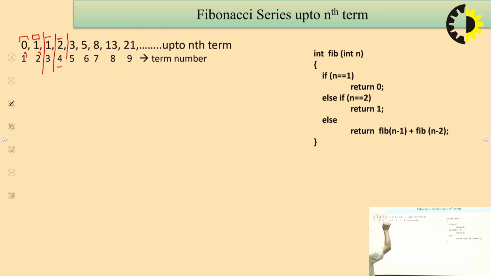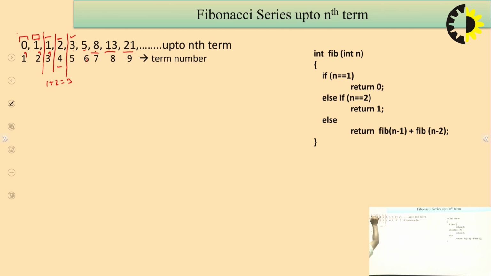Now how do we calculate the next term? The addition of the 2 previous terms: term 3 is 1 and term 4 is 2, that is 3. The next value is the addition of the 2 previous terms, 2 plus 3 equals 5, then 3 plus 5 equals 8, then 5 plus 8 equals 13, then 13 plus 8 equals 21, and up to n terms we can define. So with the help of a recursive function we can make this.